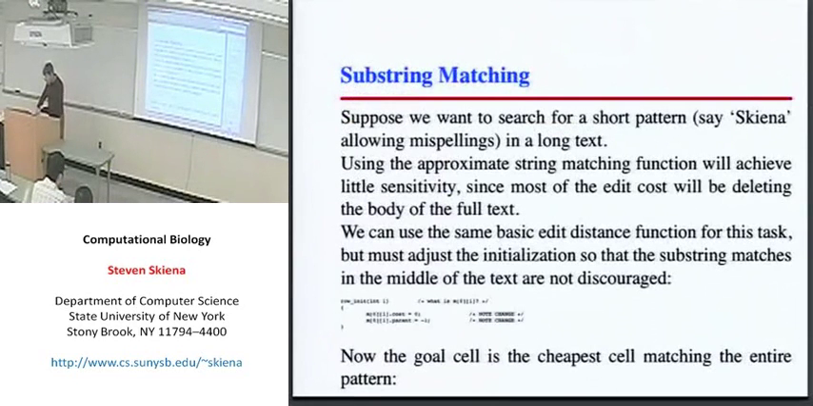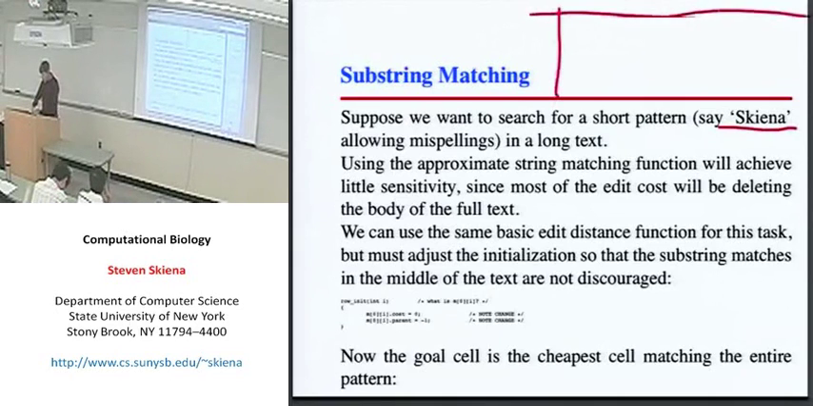The most important one of which is substring matching. Okay? Suppose we want to search for, as I've said before several times, Skiena in the Bible. Suppose we did the edit distance alignment. Here we have the Bible, which is a long thing, and here we have Skiena, S-K-I-E-N-A. What is the optimal alignment going to be?